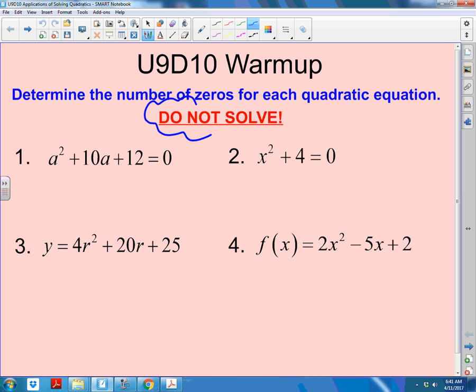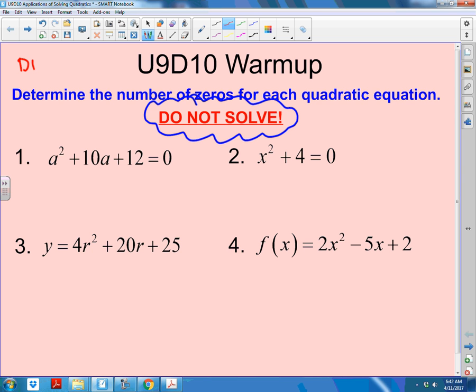Hopefully we read and we realize we don't have to solve these things. All we have to do is determine the number of solutions. Remember again, zeros, roots, solutions, all exactly the same thing, just different ways of saying it. And what do we use to determine how many solutions a quadratic has? That's right, it's your discriminant.